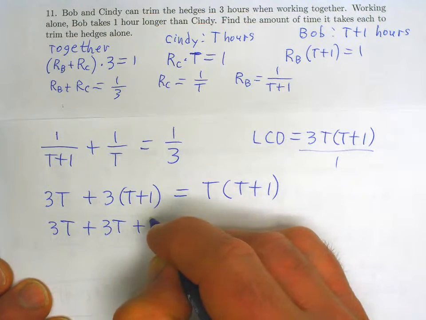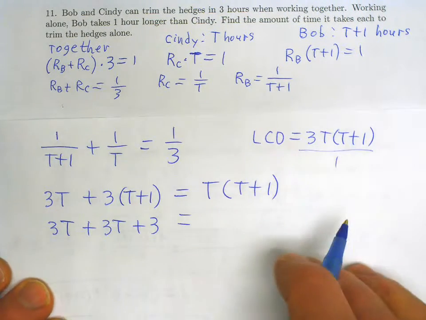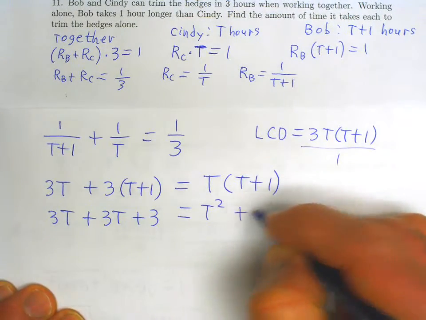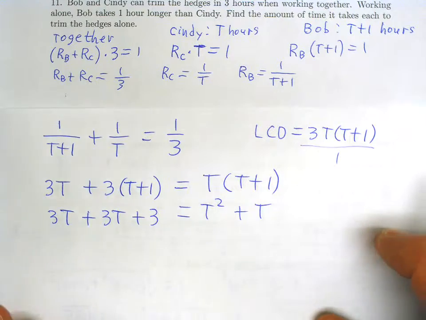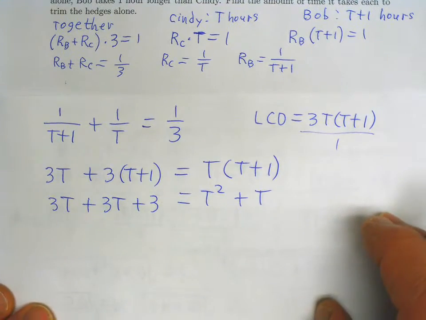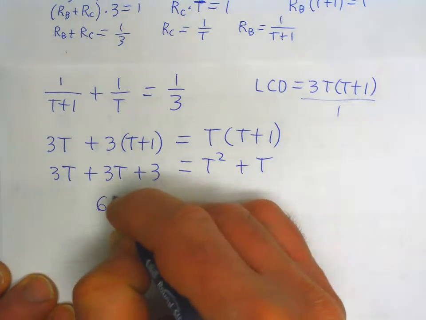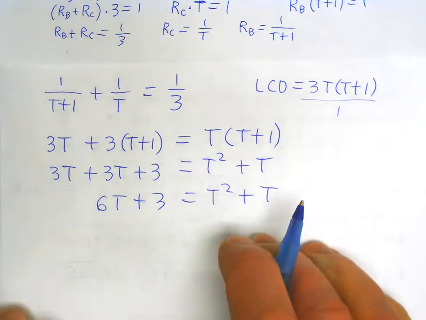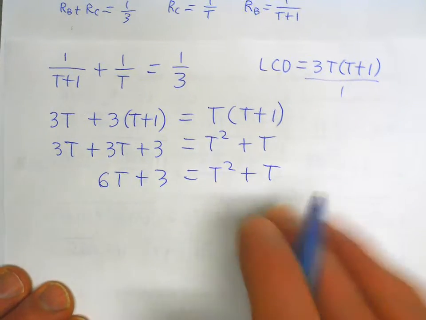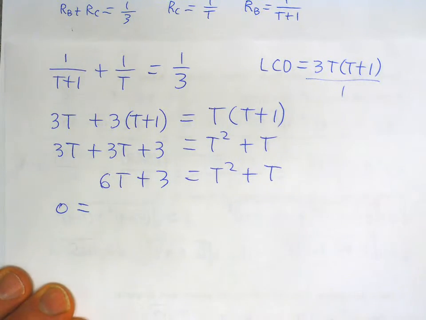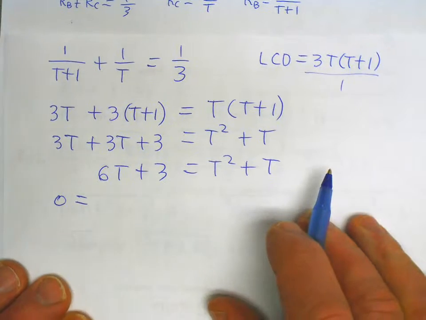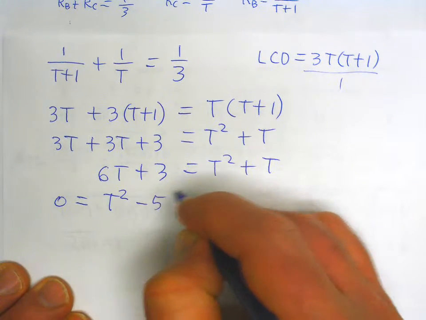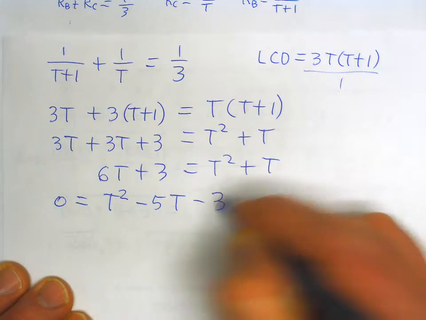Okay, so we just have a quadratic equation. So we'll multiply everything out, combine like terms. We'll set one side equal to 0 and then solve the equation. On the left-hand side, we get a total of 6t plus 3. The right-hand side is t squared plus t. So we'll make the left-hand side 0 by subtracting 6t from both sides and also subtracting 3. So 0 equals t squared minus 5t minus 3.